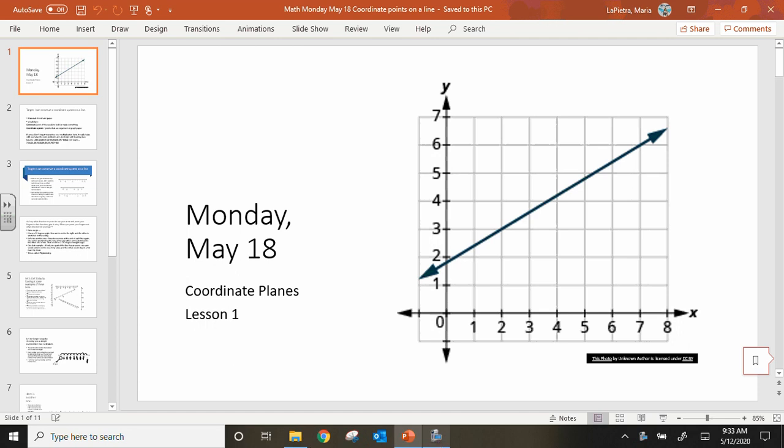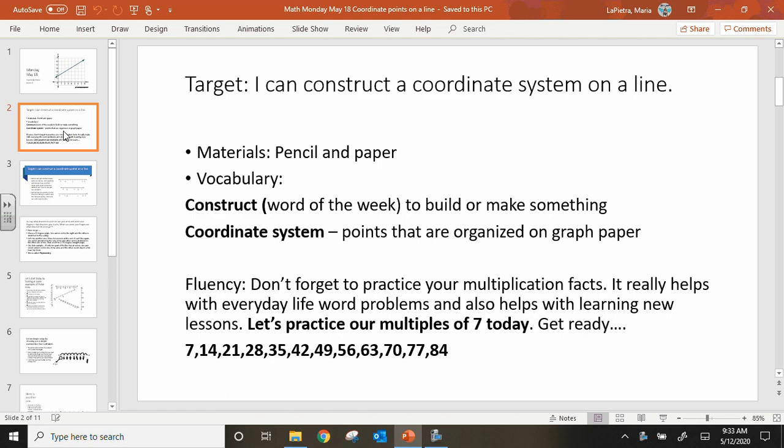Okay, so today, lesson 1. Let's get started. Our target: I can construct a coordinate system on a line. Okay, materials. You should have a paper and pencil ready. And our vocabulary: construct, and that's our word of the week.